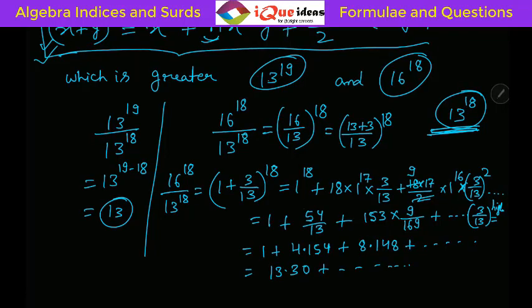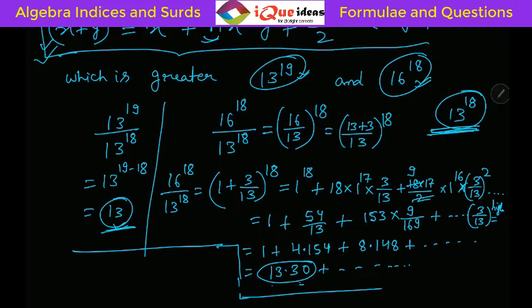Alright, so as you can see, this 13.30 has come from 16 raised to 18, and this 13 had come from 13 raised to 19. Very clearly 13 is smaller, 13.3 is larger. Okay, so we can say very safely that this 13 is smaller than 13.3. That means 13 raised to 19 is smaller than 16 raised to 18. Right, so 16 raised to 18 is greater, 13 raised to 19 is smaller.